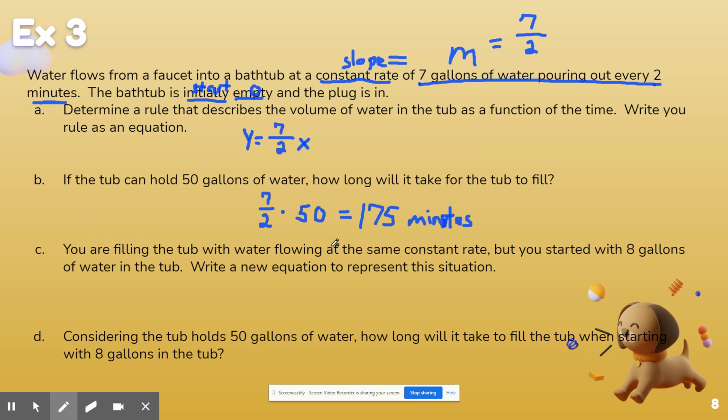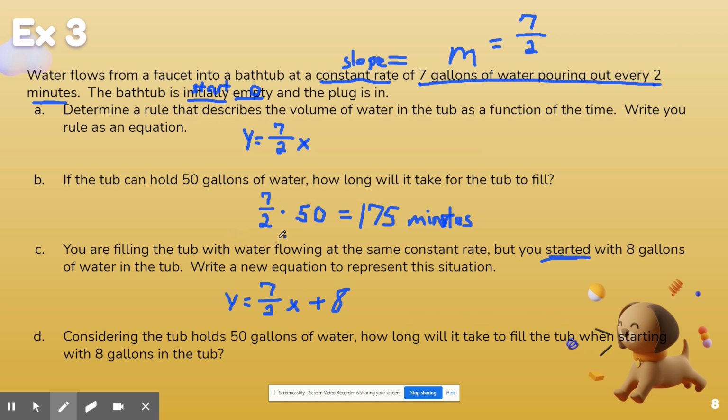You're filling a tub with water flowing at the same constant rate, but you started with 8 gallons in the tub. So this way it would be y equals, we keep the same 7.5x, but now, again, start represents the y-intercept. It would be plus 8. And so this time, considering the tub holds 50 gallons of water, how long will it take to fill the tub?